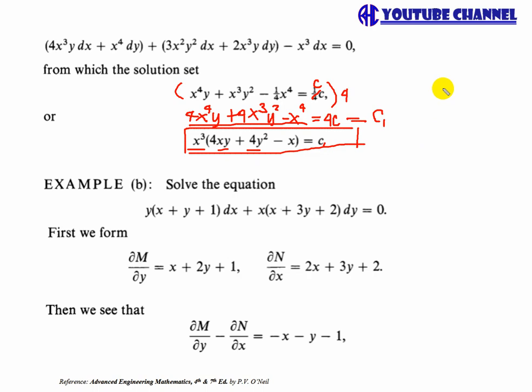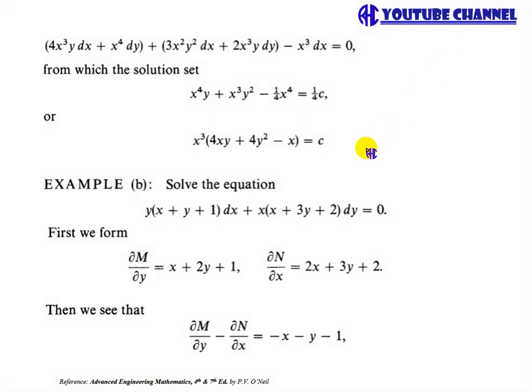Okay, so we'll do one more example. Example B, solve the equation y times the quantity x plus y plus 1 dx plus x times the quantity x plus 3y plus 2 dy is equal to 0. So, first we form, of course, we need to get the partial derivative of M with respect to y, then the partial derivative of N with respect to x. So, this is our M, this is our N.